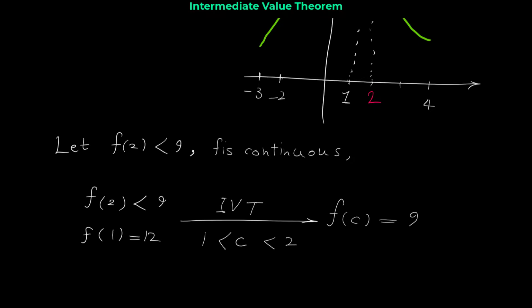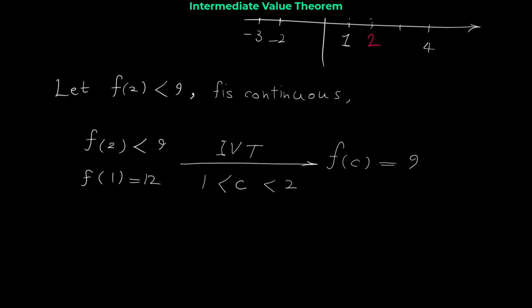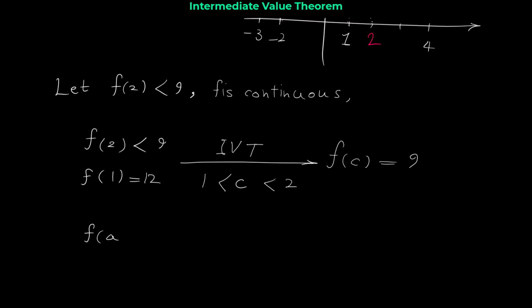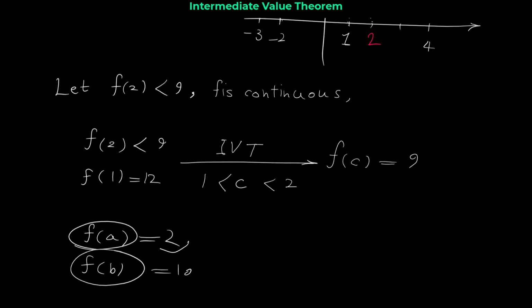Remember, in the IVT theorem, we say if a function like f has different values at point A and at point B, so these are different values, let's say this is 2 and this is 10, then the function takes every value between 2 and 10. Now here, in our question, the value of the function at 2 is less than 9. Let's say it is 8 or 7. It's less than 9. We know this. And at 1, it is 12, which is greater than 9.